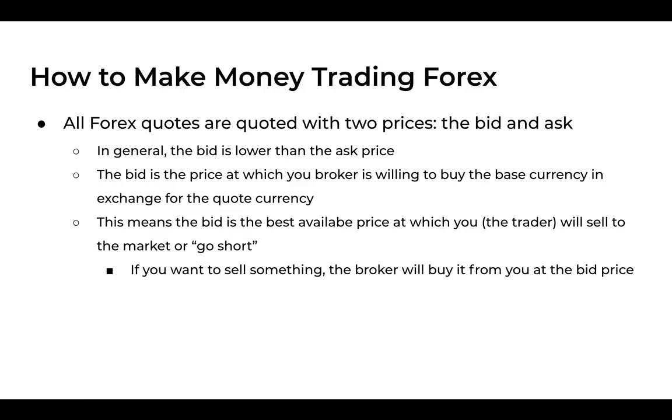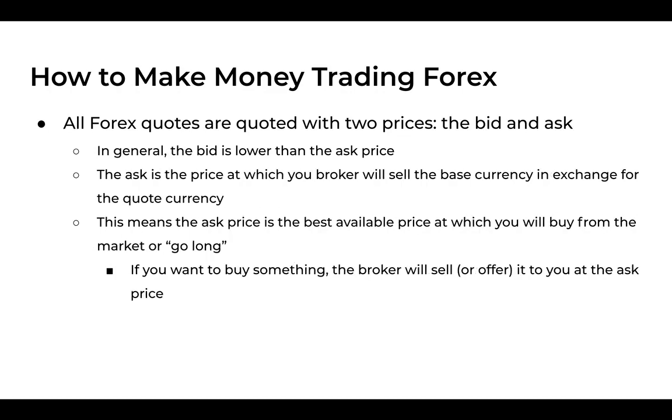All Forex quotes are quoted with 2 prices, which are the bid and the ask. In general, the bid is lower than the ask price. The bid is the price at which your broker is willing to buy the base currency in exchange for the quote currency, which means the bid is the best available price at which you, the trader, will sell to the market or go short. So if you want to sell something, the broker will buy it from you at the bid price.